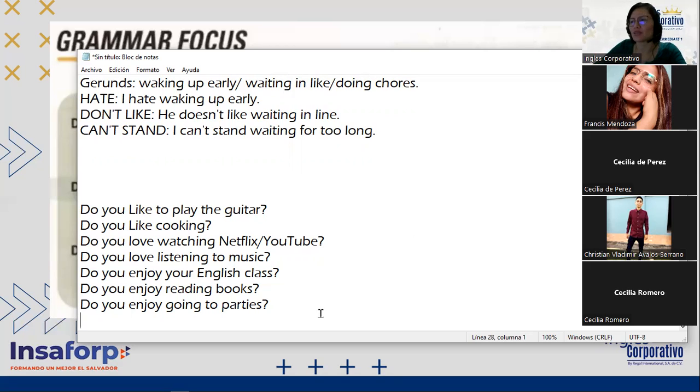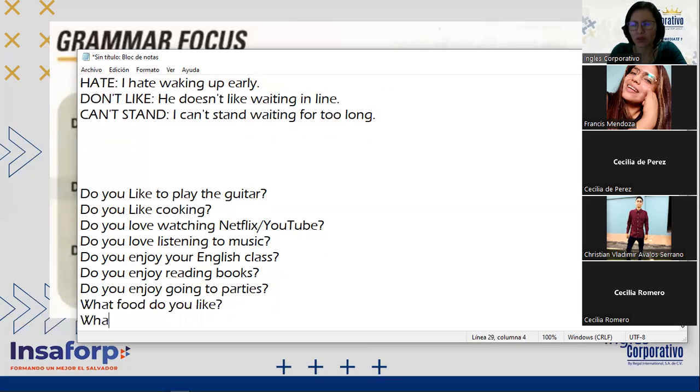Bueno, entonces, en ese caso, vamos a agregar unas WH questions, ¿verdad? What food do you like? ¿Qué comida te gusta, verdad? What? Bueno, agreguémosle type para que no se diga así. Type. What type of food do you like? What type of music do you like? Right? Okay.